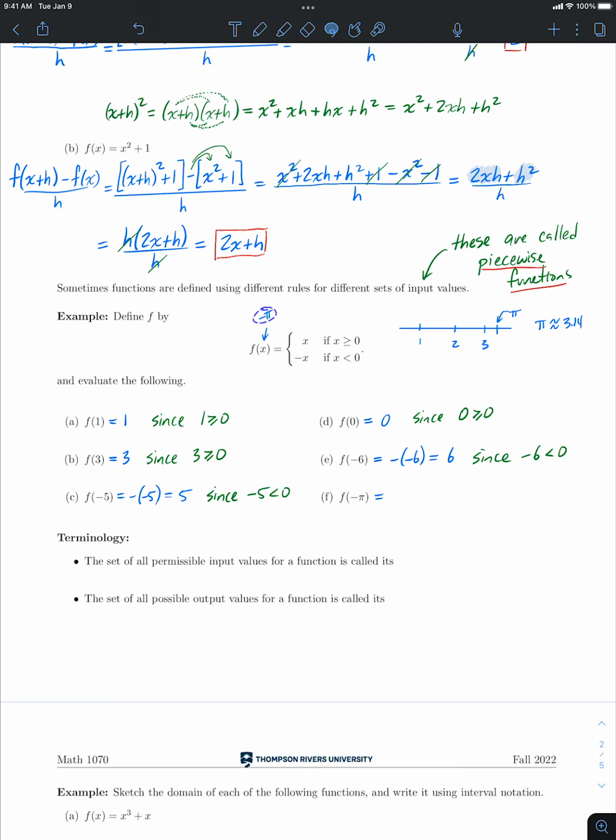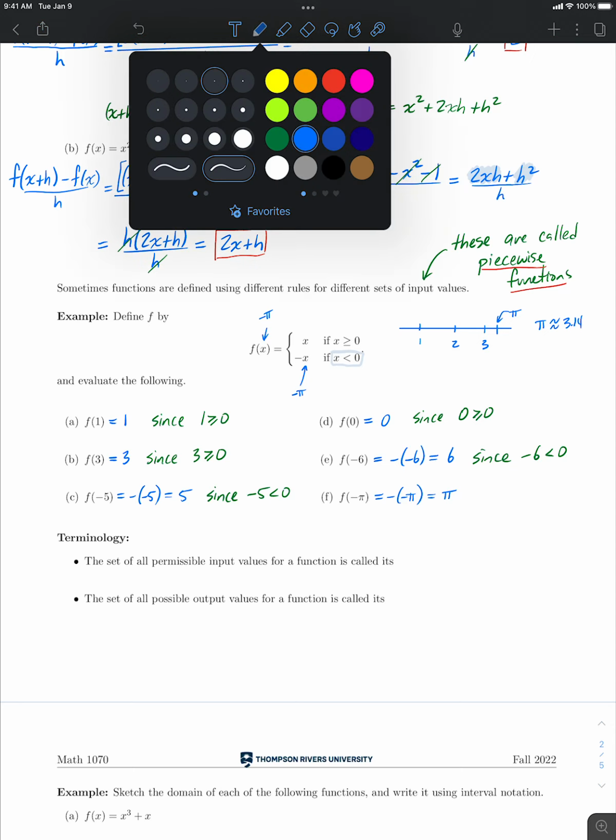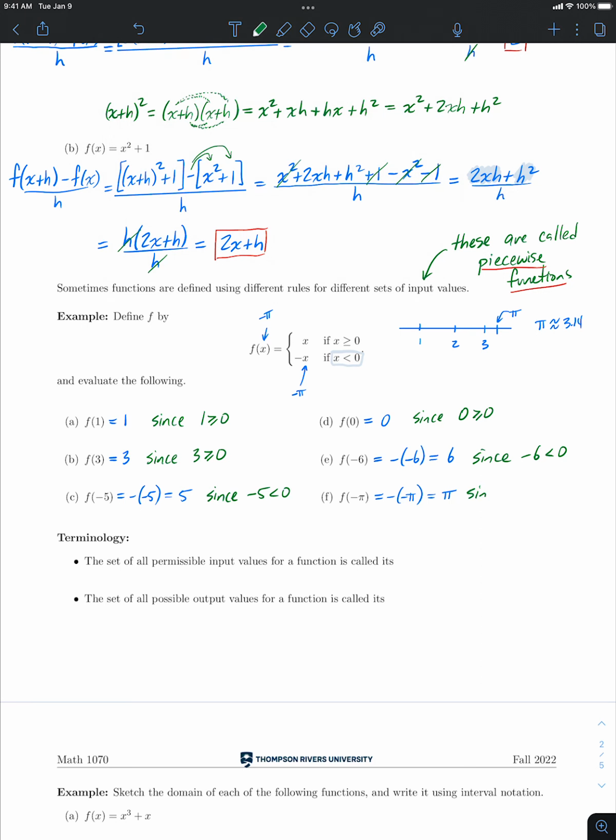So if we put a negative sign in front of it, guess what? It's negative. So negative pi is a negative number. So that means this is the statement that's going to be true when x is equal to negative pi. So for that reason, we'll plug negative pi in for the x, and then we're going to get negative pi, and then the negatives cancel, just like they did in the last case, and we'll just end up with pi. This is since negative pi is less than 0.